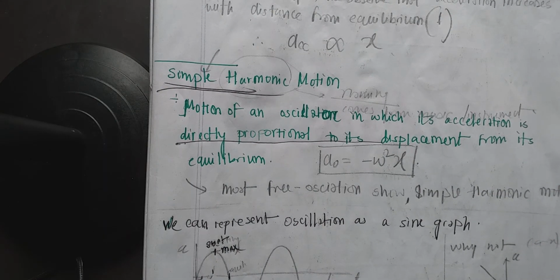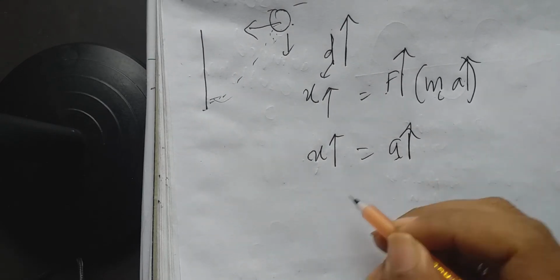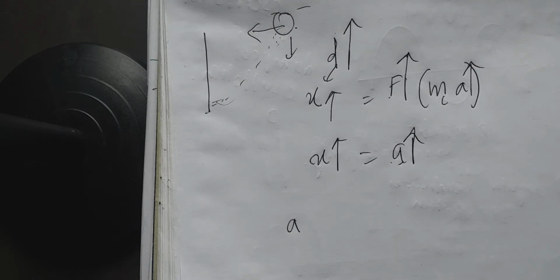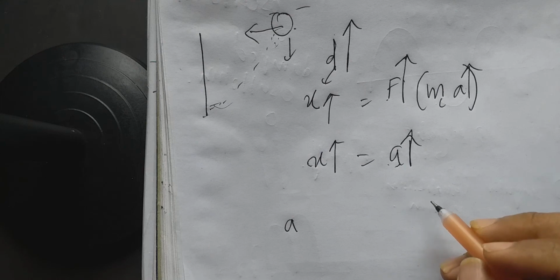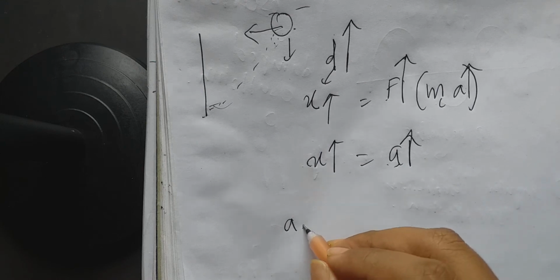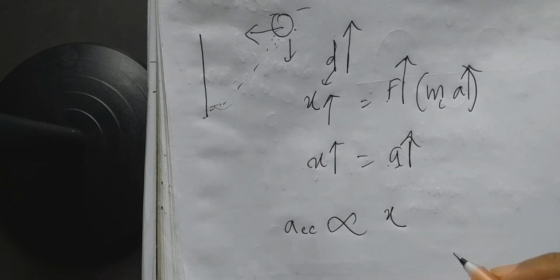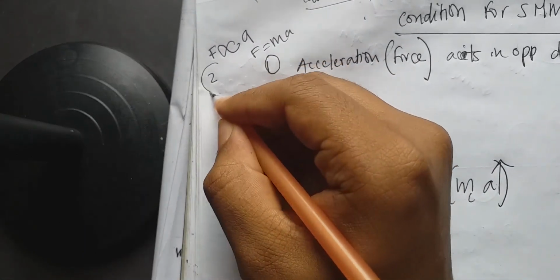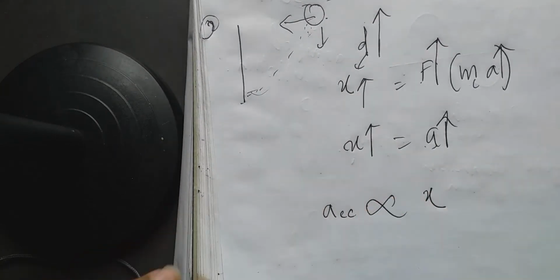So what we come to say is that as you increase the acceleration, the displacement also increases. So we can say that acceleration is proportional to the displacement. So this was example 2, the condition 2, that they are proportional.